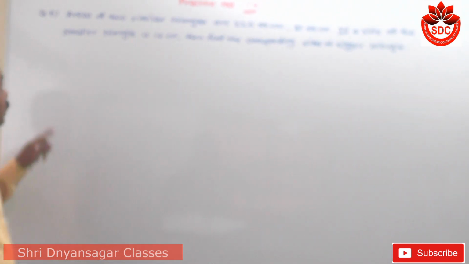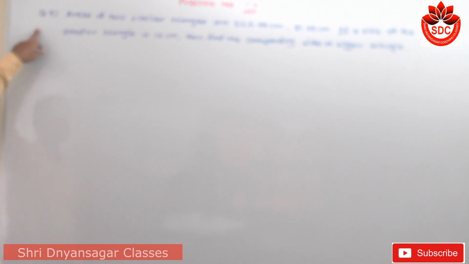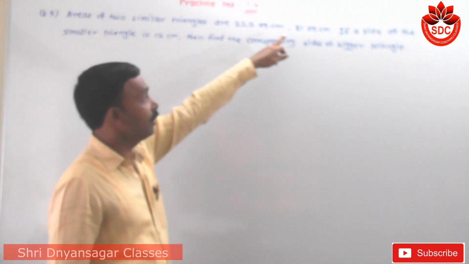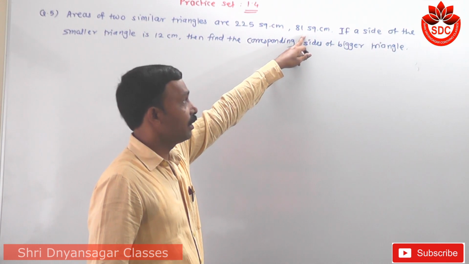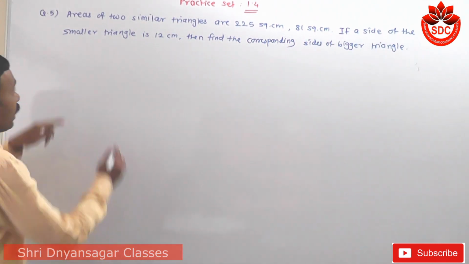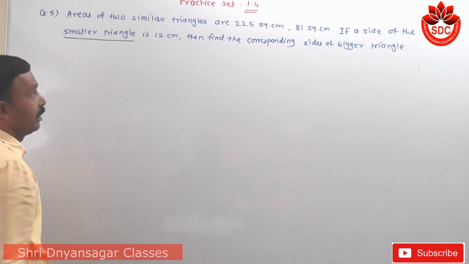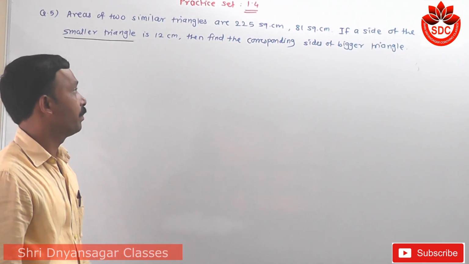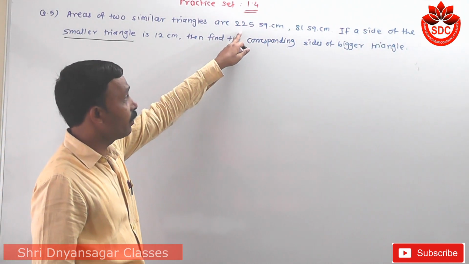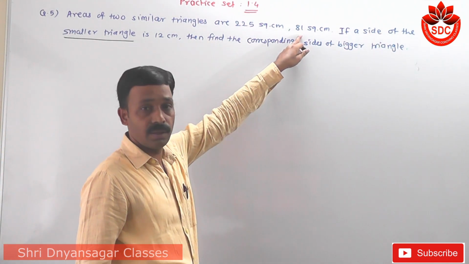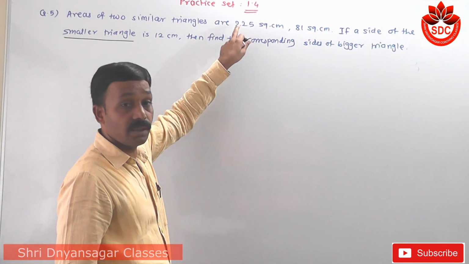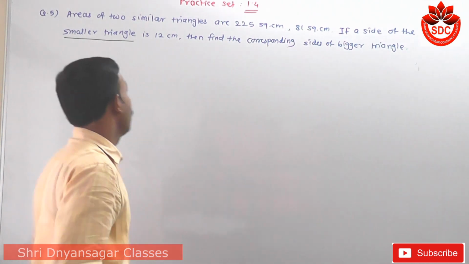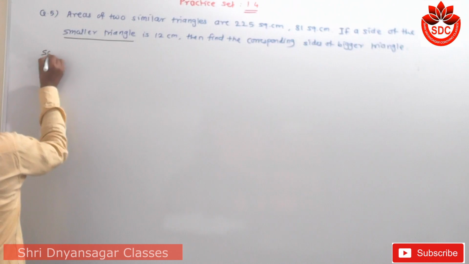The next question, question number 5. Areas of two similar triangles are 225 square centimeter and 81 square centimeter. If a side of the smaller triangle is 12 centimeter, then find the corresponding side of the bigger triangle. Student, here 225 is the area of the bigger triangle and 81 is that of the smaller triangle. So we take the solution.